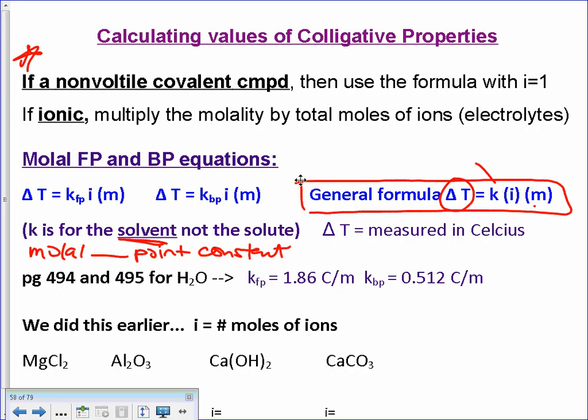The i factor we already named. What was that called again? Some guy's name? The van't Hoff factor. That's talking about the number of ions that the compound, the solute, breaks down into. So if it's ionic, you simply ionize it through dissociation, and multiply your molality, little m, by the number of ions made.